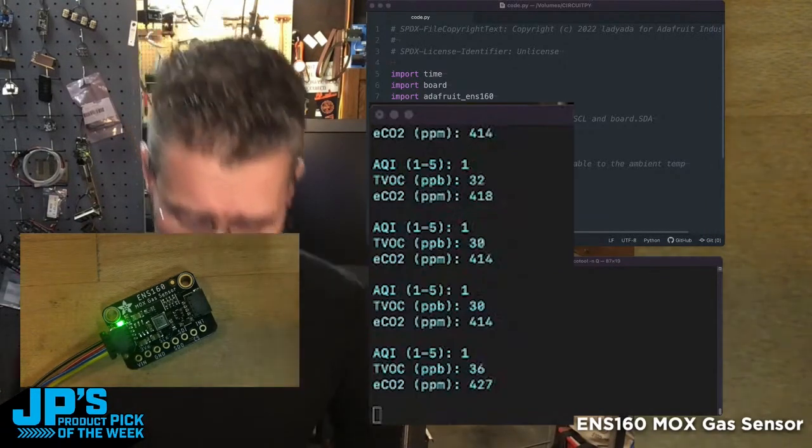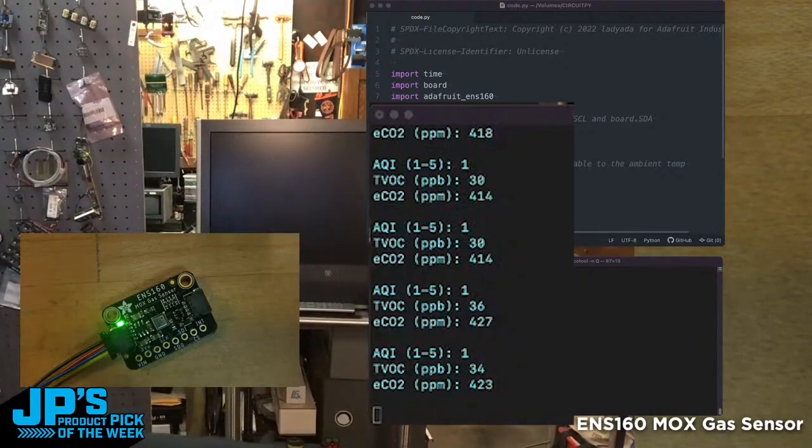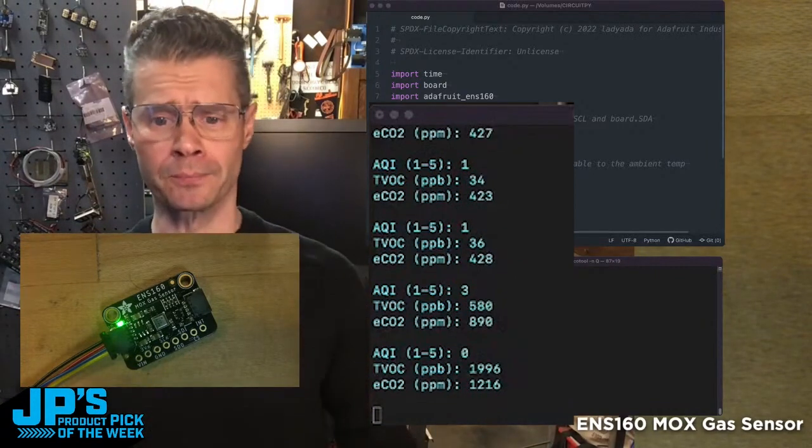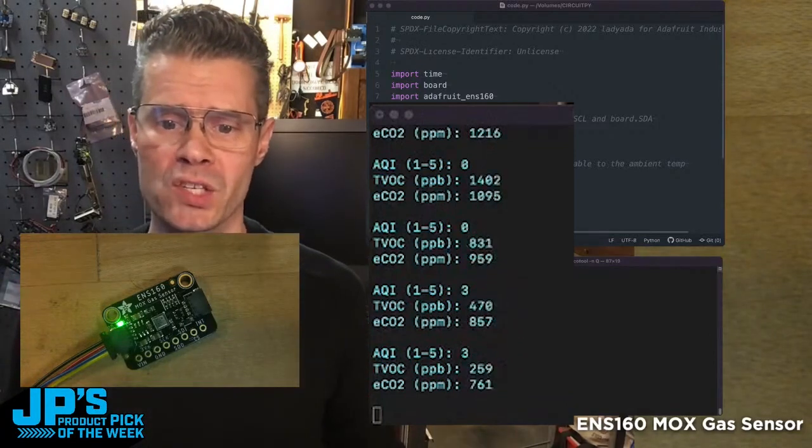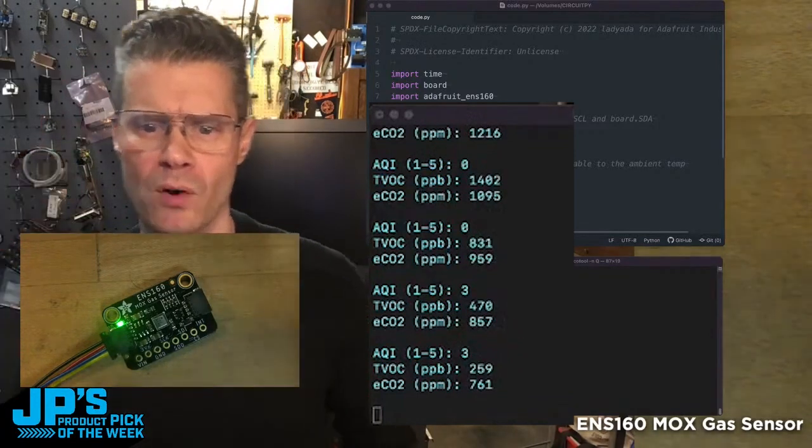per million. I'm just gonna breathe on it from pretty nearby. You'll see that level start jumping up there. My CO2 levels jumped up to 1,000 or so.